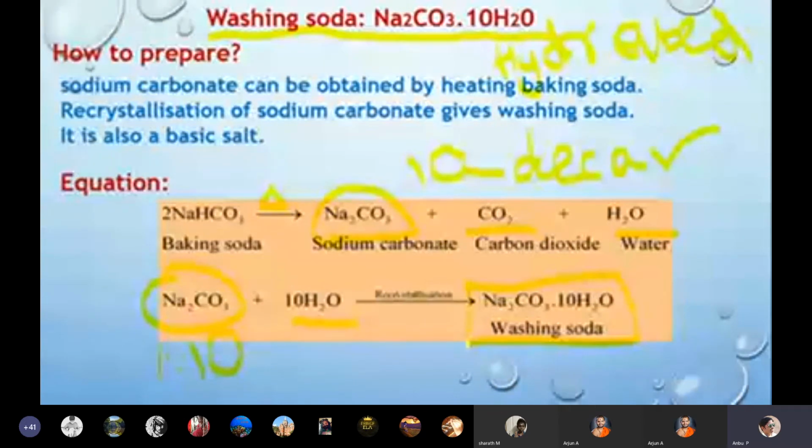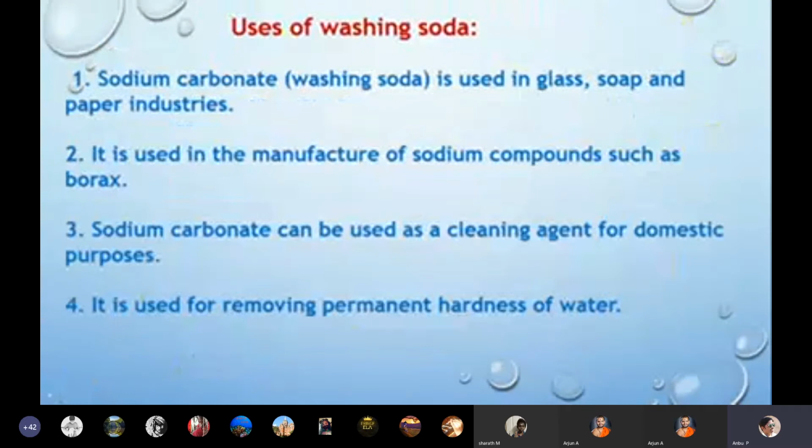So what are the different uses of this washing soda? Sodium carbonate decahydrate is used in glass, soap, and paper industries. It is used in the manufacture of sodium compounds such as borax powder. I think you all know about this borax powder. It is very common, available in medical shops. Immediately when you get injured, they add this borax powder also. Sodium carbonate can be used as a cleaning agent for domestic purposes. It is used for removing permanent hardness of water.